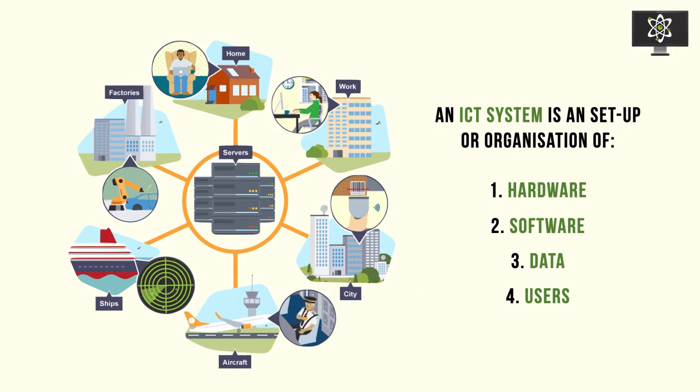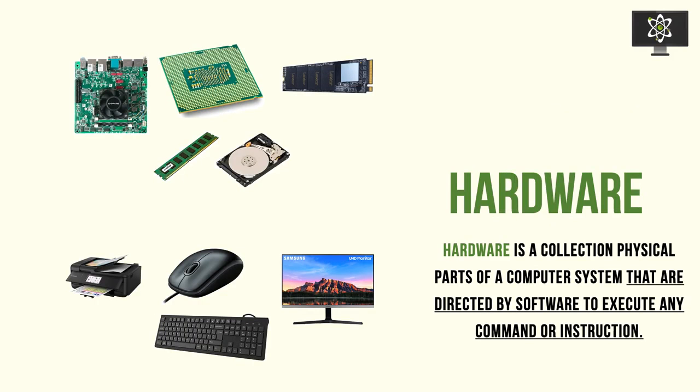So last week, we had a brief overview of what an ICT system was, and it's essentially a setup or an organization of four key things: hardware, software, data, and users. So in this video, we'll be looking at the first of these focuses, and it's hardware. Hardware is a collection of physical parts or components of a computer system that are directed by software to execute commands or instructions. So essentially, these are the tools that software uses to execute its instructions and commands. These are the physical components that you see when you interact with or look at computer systems.